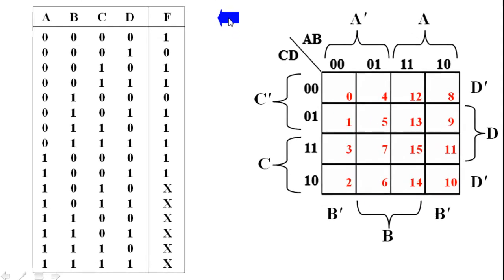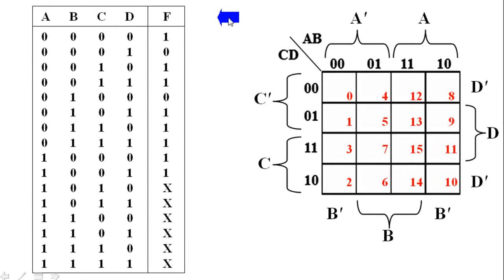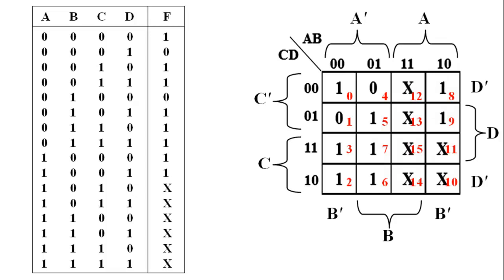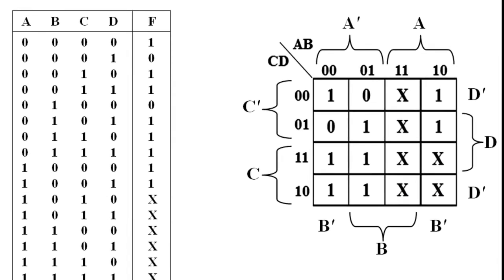And when we use the truth table, we place 1s, zeros, and don't cares depending on the values of A, B, C, and D. For example, here the values of A, B, C, and D are 0, 0, 0, 0, which corresponds to this square. The value of f is 1, so we write 1. The don't cares are represented by x's.